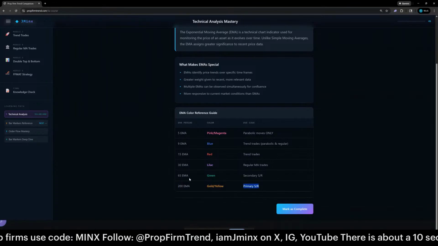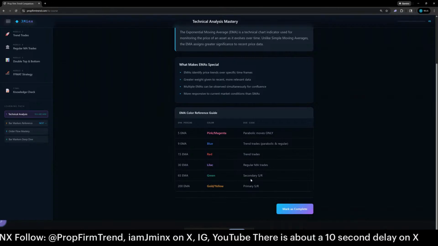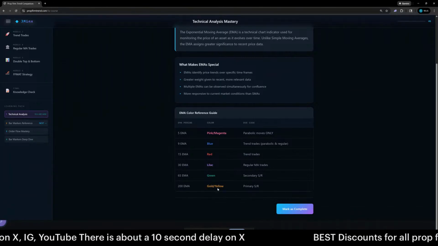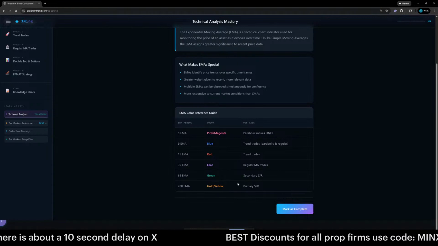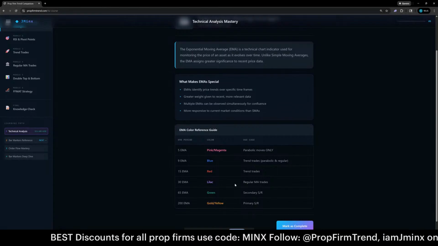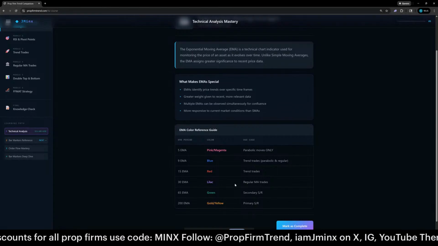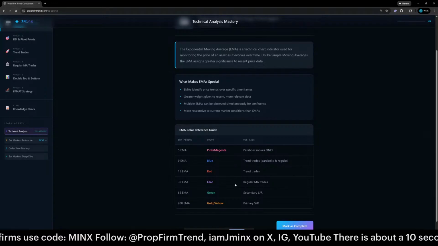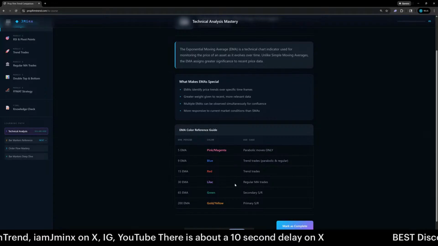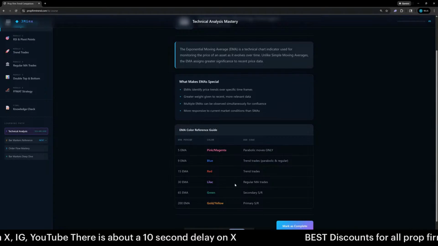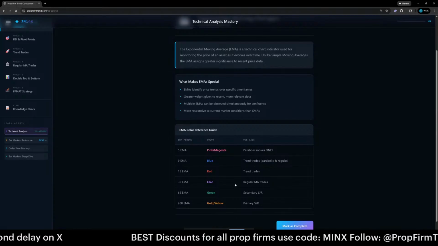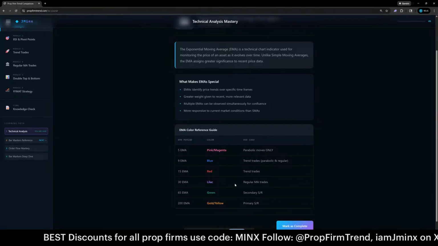Okay, 65 EMA is the secondary support. A lot of times when you see 65 and 200, the price is going to move between the two. The reason why I use EMAs instead of SMAs is because EMAs give more weight to the most recent, more relevant data versus SMAs. SMAs are great on a higher time frame, like the daily, weekly, whatever.